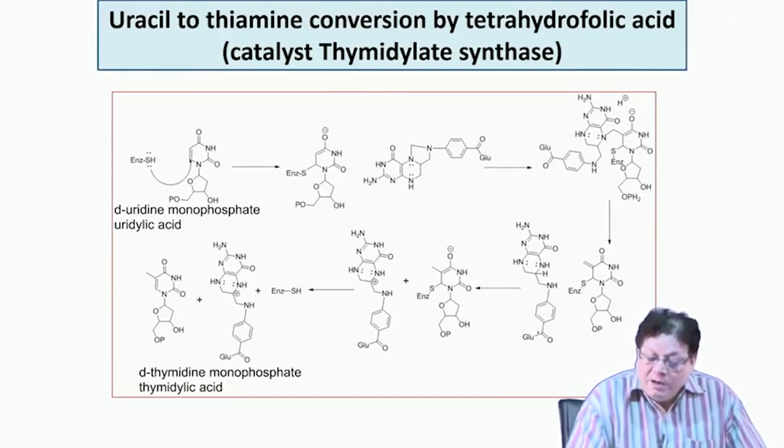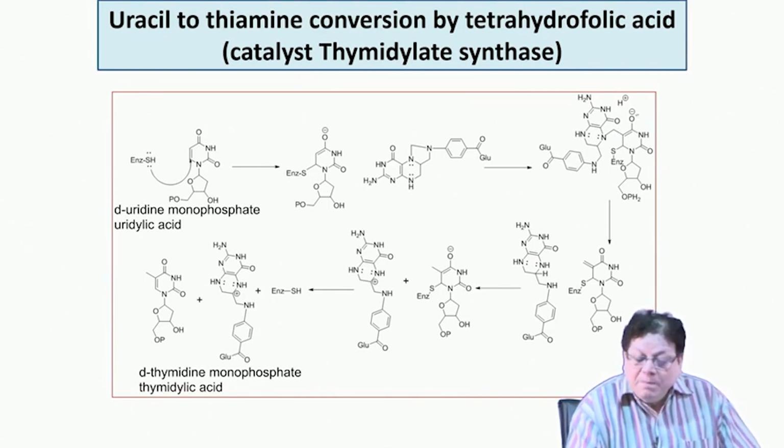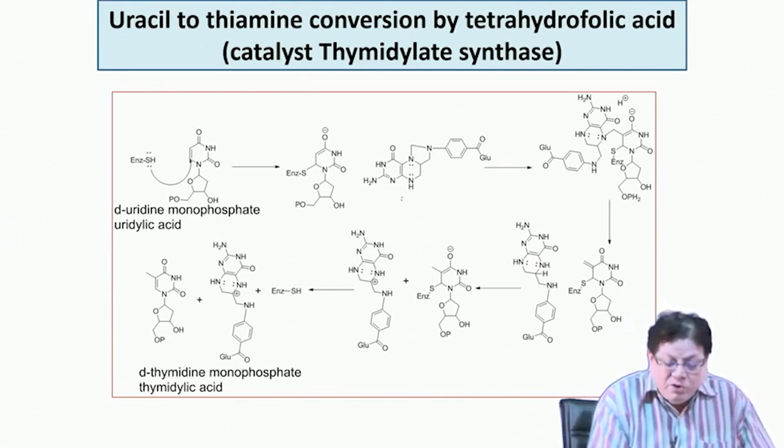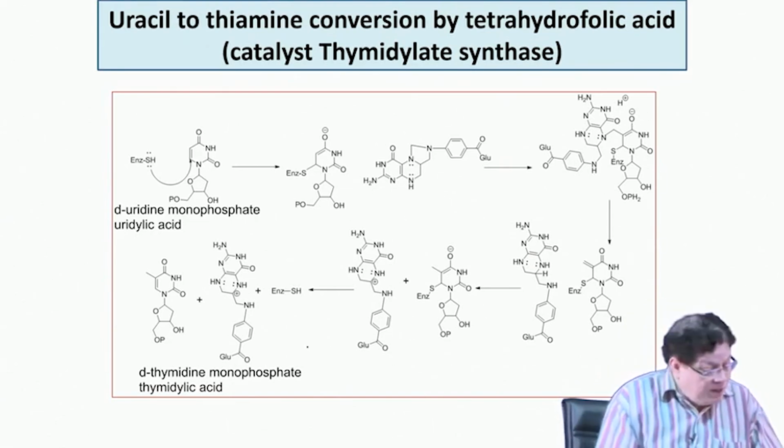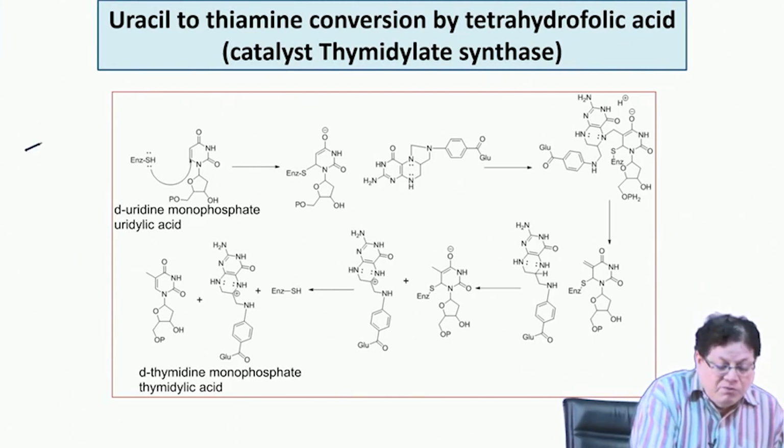So, an alternate mechanism was proposed, which is shown here, that this is the first adduct that is formed when this enolate is attacking the methylene. So, this carbon nitrogen bond has been broken. So, next step is basically the hydrogen. I can make it a little bit more comfortable by writing the full form.